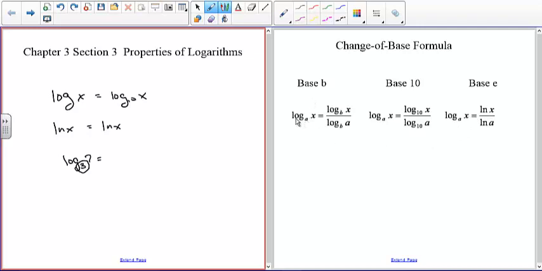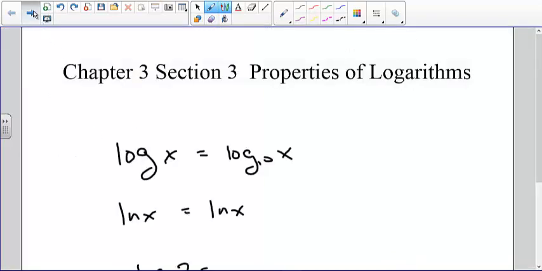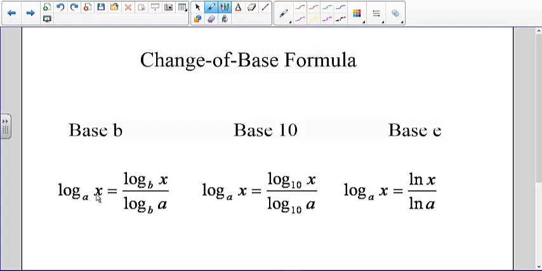So in general, if you have an expression with the base a of some value x, you can find this logarithm by taking any other base b, taking the logarithm to the base b of x and dividing by the logarithm to the base b of a, which is the base for the original logarithm. Now specifically, if b is 10, you just put 10 in there, or if b is e, then you can use the natural logarithm.